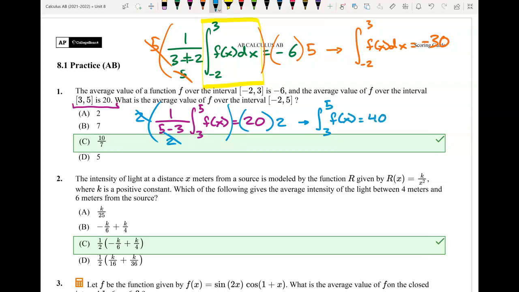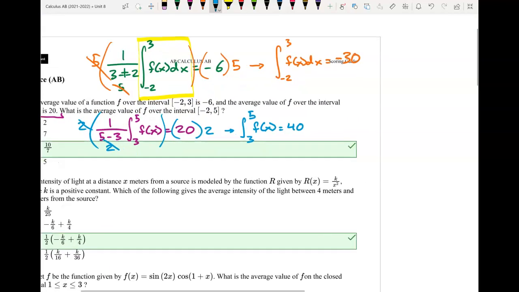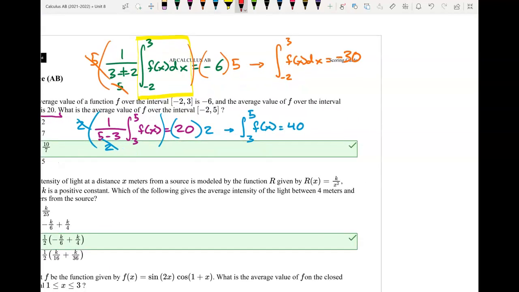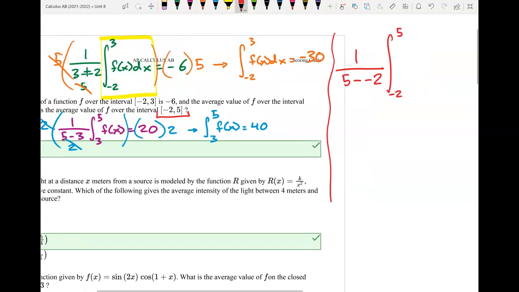Okay. How does that help us, Mr. Hinckley? Well, now let's look at what they want us to find. They want us to find the average value over this interval. So that's going to be 1 over what? 5 minus -2, right? -2 to 5 of f of x dx. Well, that becomes 1/7, right?